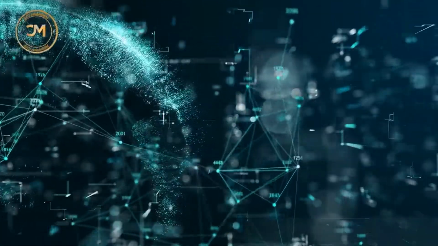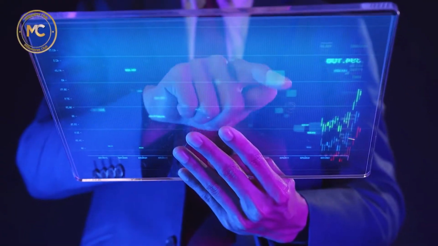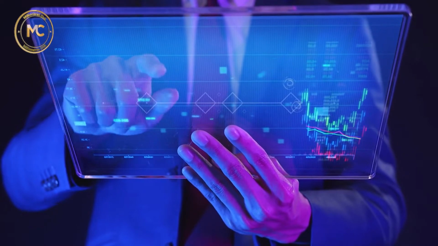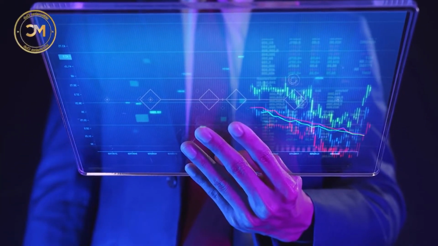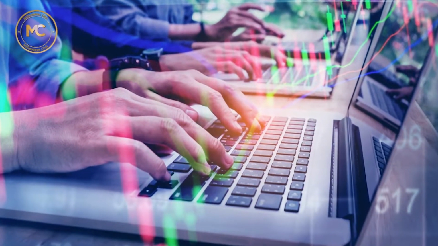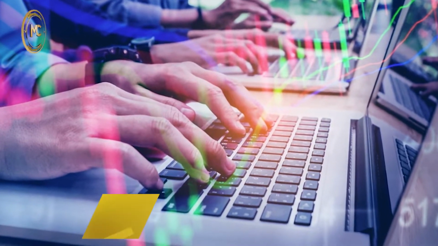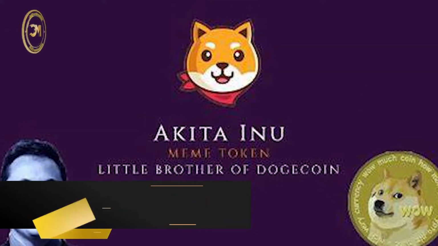Akita Currency currently has a dedicated team. The project has new ideas, including burning tokens and developing its own decentralized social media network comparable to Twitter. But users can support Akita instead of liking the tweets. All this will be possible in cooperation with Polar Fox. Can the Akita Inu be called the next Dogecoin?